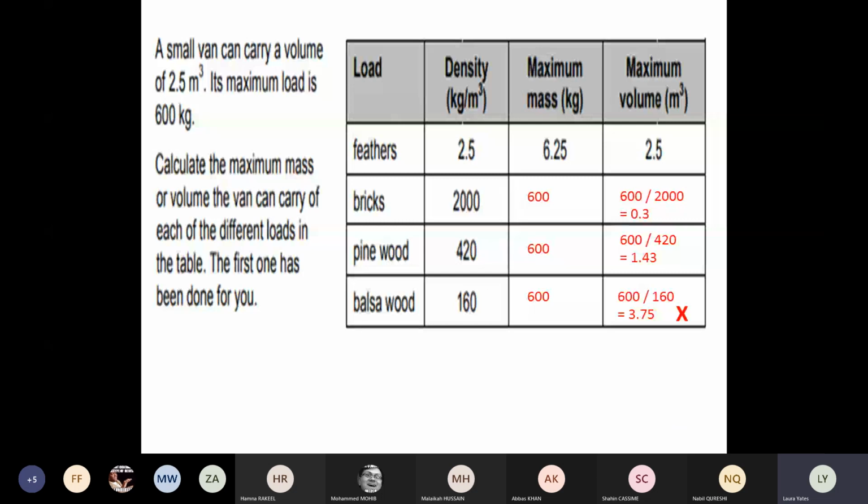That answer, though, would not be right, because remember, it said in the PowerPoint that the maximum volume was 2.5. Because that 2.5 is smaller than the 3.75, that isn't going to work. So you have to try again. You have to put 2.5 as the maximum volume here. So therefore its maximum mass would be 400. So the correct answer here was 600 and then 0.3, 600 and 1.43, and then 400 and 2.5.